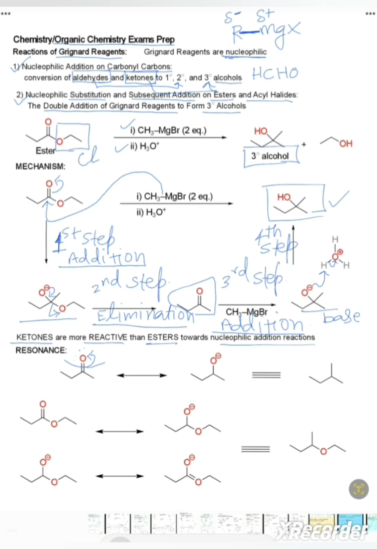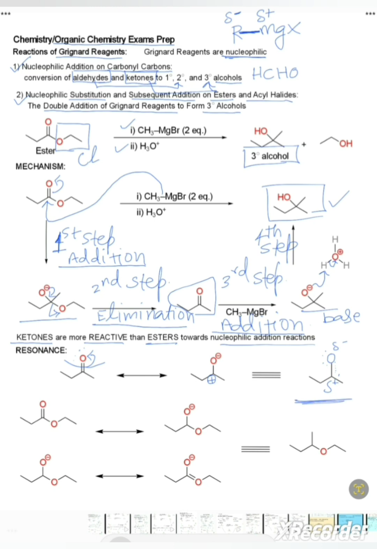Therefore, the result of this resonance movement, or the movement of electrons, gives us this resonance structure, which is quite stable, and we can show how the resonance hybrid would look. So this carbon gets a partial positive charge and oxygen gets a partial negative charge.